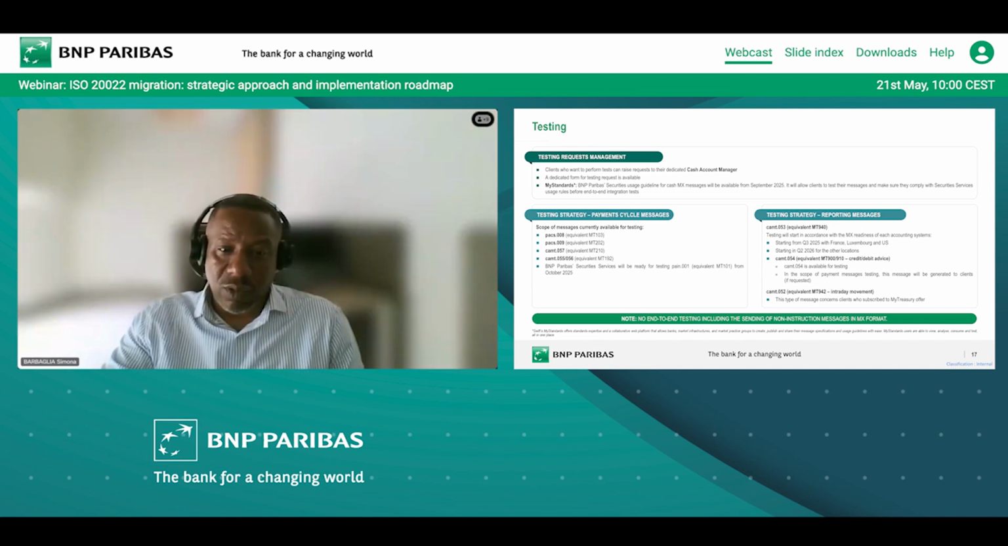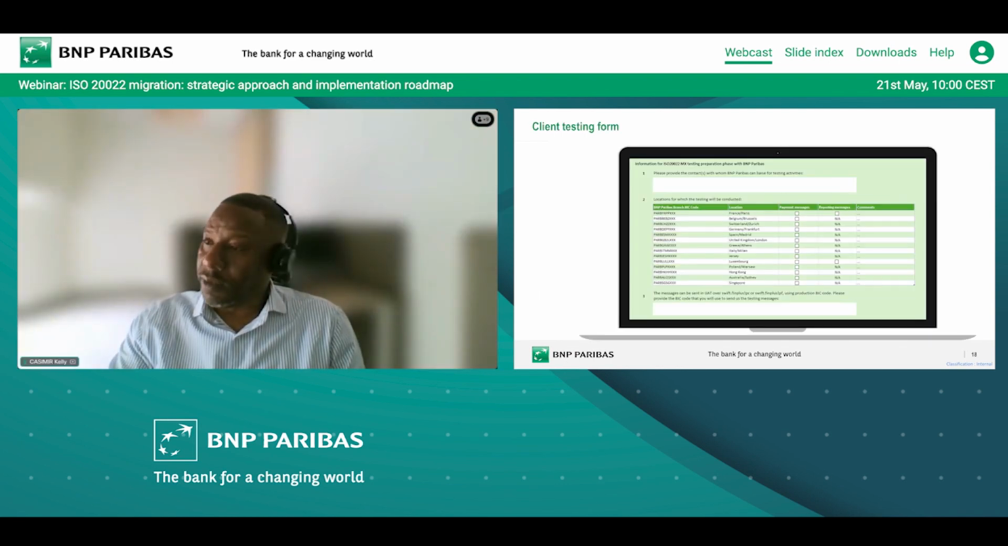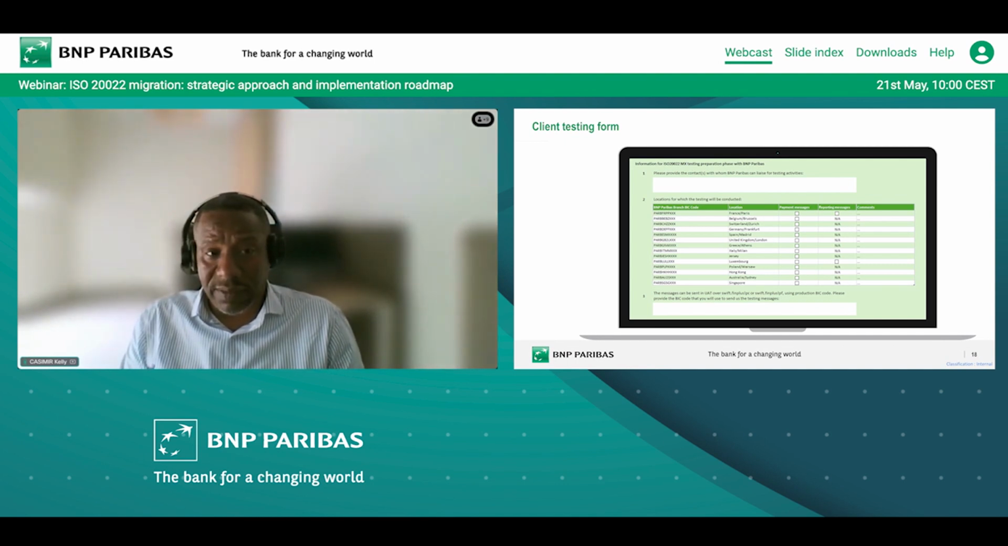So let's have a look at the form that can be completed and shared with your cash account manager or your usual contact. We will ask you to share your contact for testing, and you can also select the type of message that you want to test with us, payment or reporting, for the branches already available, and more information is in this form.